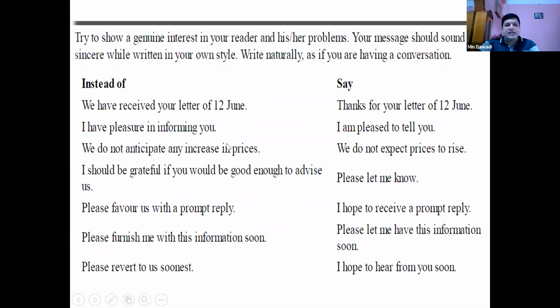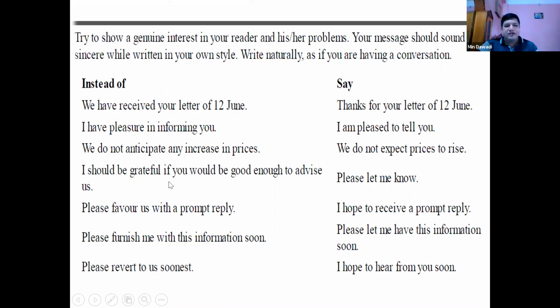I have pleasure in informing you. I am pleased to tell you. We can say we do not anticipate any increase in prices. We do not expect prices to rise. Anticipate is a rather difficult word. I told you in the last class to use simple and shorter words. So instead of we do not anticipate, we can say we do not expect.